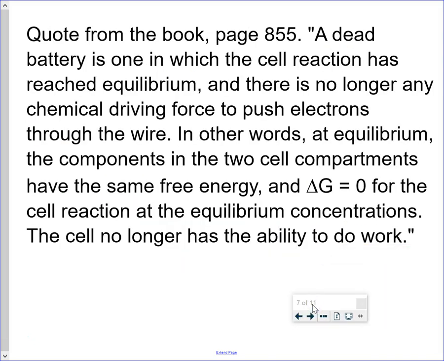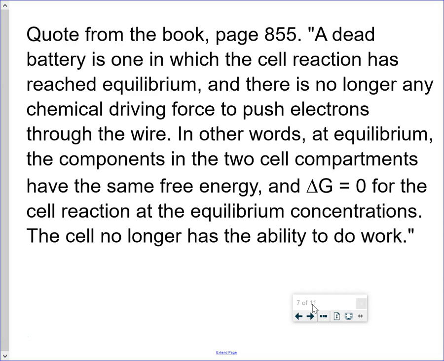Alright, this is from the book. I figured it's a good thing to read, and it kind of reiterates what I was talking about up above when we looked at the cell that had equal concentrations of silver ions on both sides. So a dead battery is one in which the cell reaction has reached equilibrium, and there is no longer any chemical driving force to push electrons through the wire.